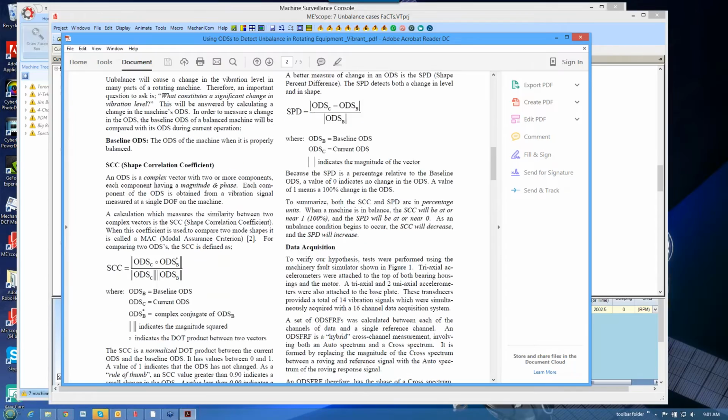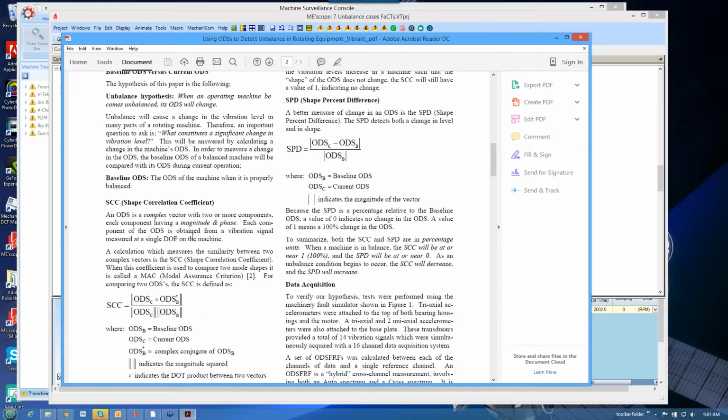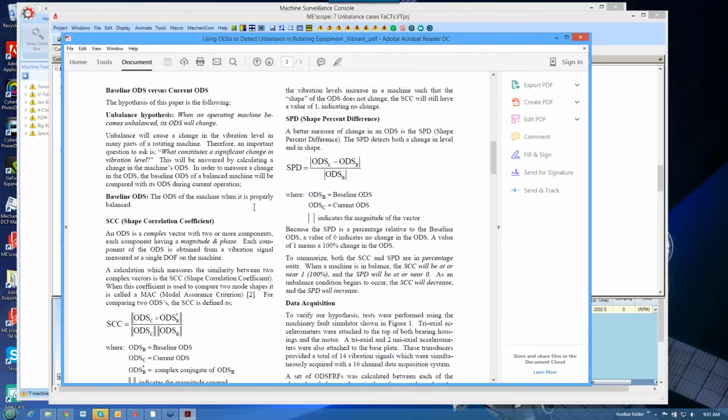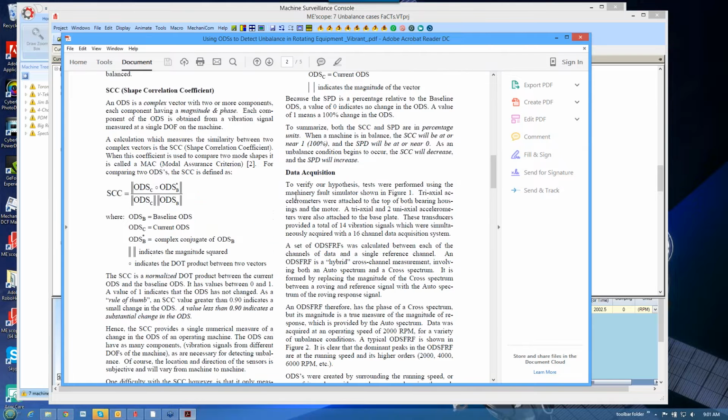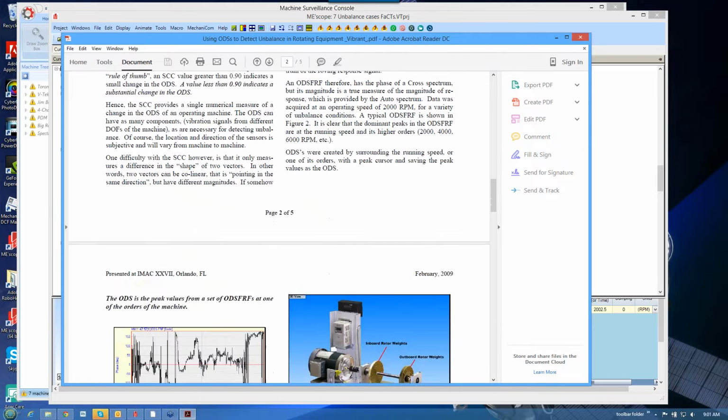This measure here of a shape correlation coefficient, that really is what's called the modal assurance criterion. That is a way to compare two mode shapes. And we'll go into that in a little more detail with the second paper. This SPD we don't use. We have something called a shape difference indicator now. So we do it a little differently than we did back in 2009, and I'll explain that in a minute.